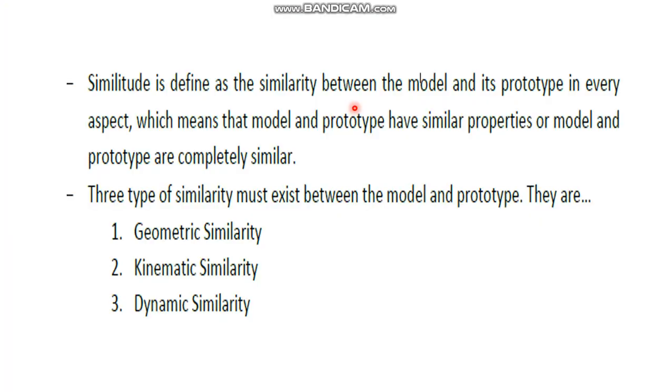Similitudes in fluid mechanics may be defined as the similarities between the model and its prototype in every aspect. What is the meaning of every aspect? Every aspect means there exists a similarity between the model and prototype in three terms. The first one is the geometric similarity, the second one is the kinematic similarity, and the third one is the dynamic similarity. Let us discuss these similarities one by one.